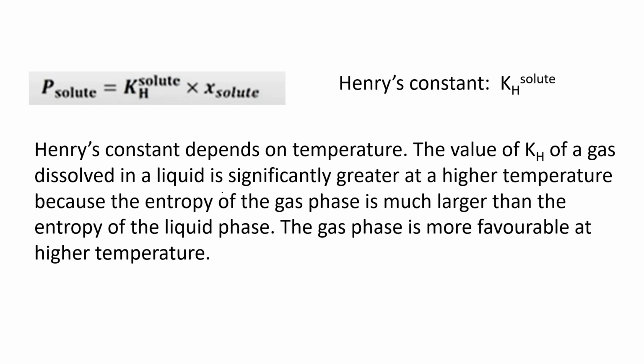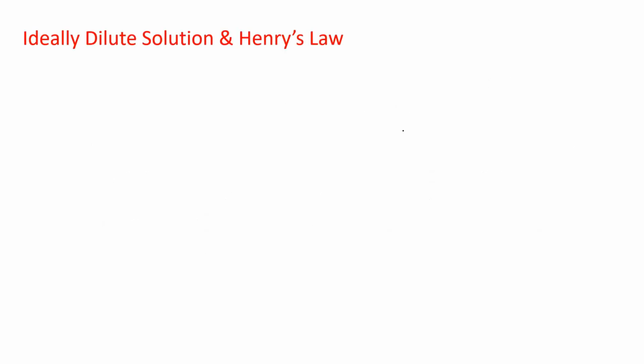Here the entropy of the liquid phase is less than that of the gas phase. Okay. So when it goes to the vapor phase, once again we can write, as I wrote, X solute is equal to P, that is the vapor pressure of this solute, divided by KH. Now the gas phase is more, that means this vapor pressure is more. So what will happen? This KH, Henry's constant, will be much higher.